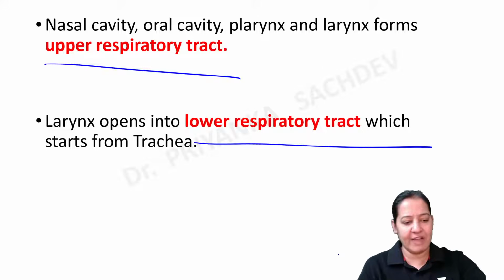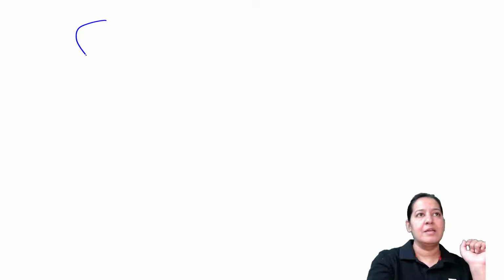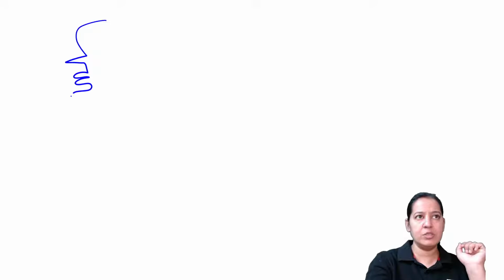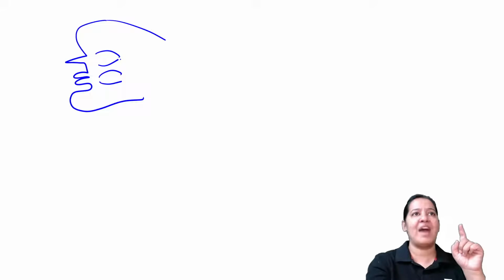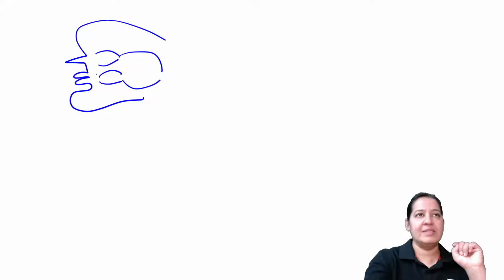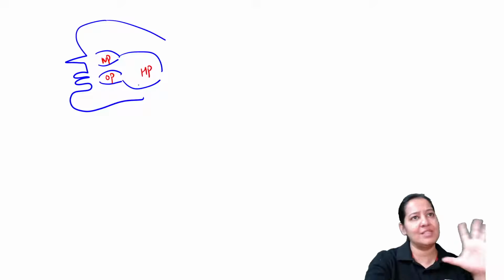Okay, so what is that? I would like to draw it for you. So see, okay, you can see the nose, you can see the mouth, right? So nose opens in nasopharynx and the mouth opens in oropharynx. So this is pharynx, both open in pharynx, common pharynx, the hypopharynx. So this is nasopharynx, you can see, this is oropharynx, you can see, and this is hypopharynx. So this is pharynx, right?